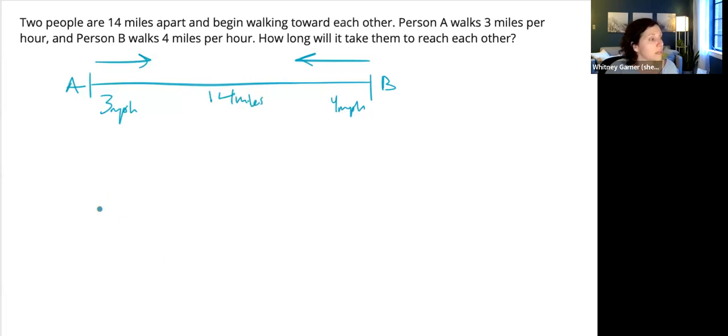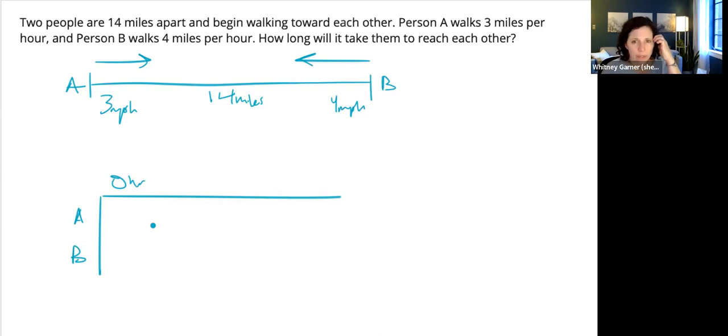So I'll set up my little table. At 0 hours, and you'll see why I like the 0 hour. The 0 hour can be really useful if you have one party starting before the other. So one party gets going and then somebody else starts an hour later. Having a 0 hour, so here's where they both stand, and then at 1 hour, one's moved but the other one hasn't, can be really beneficial.